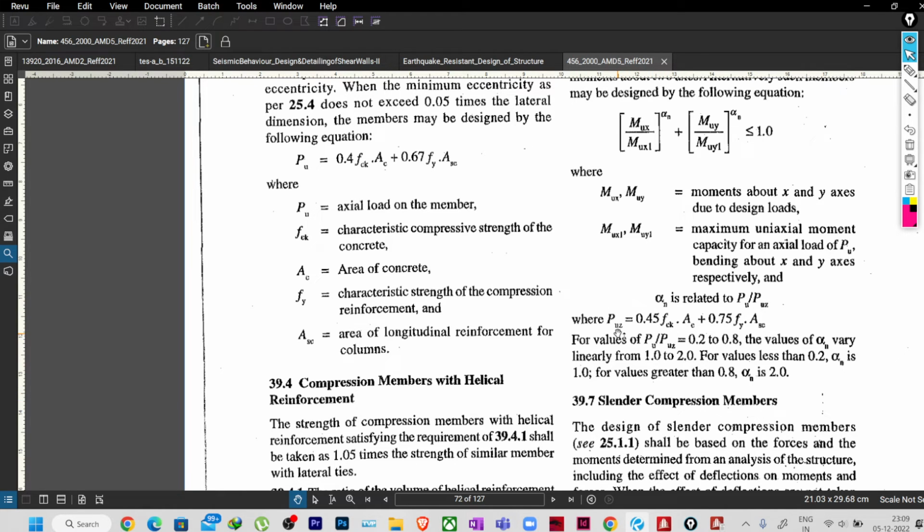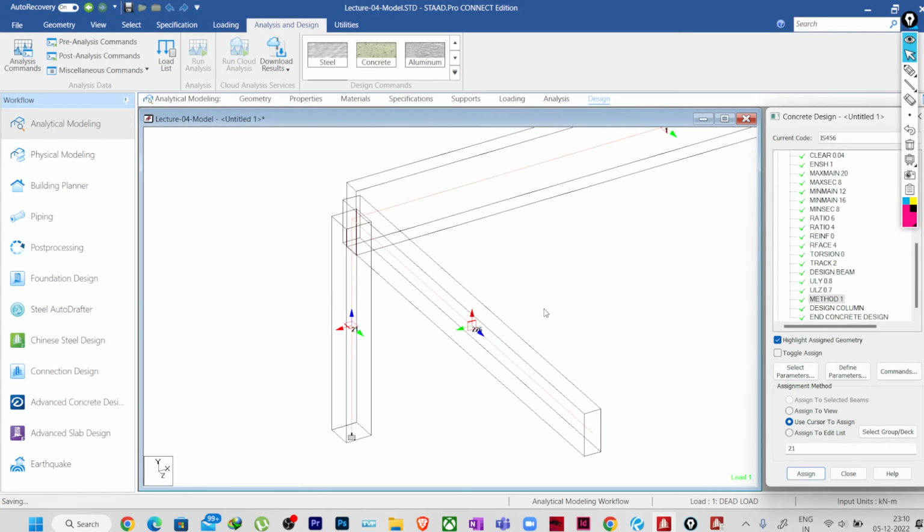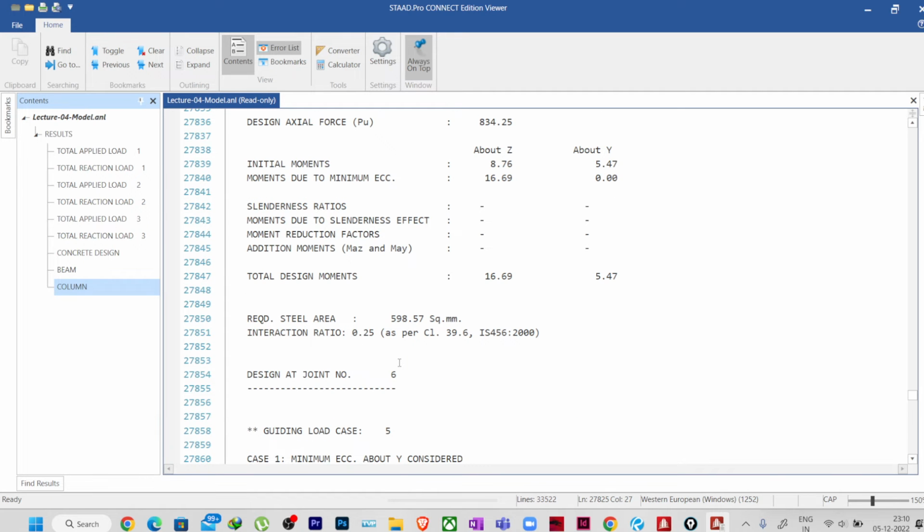We need to find out the PUZ value, and based on PU by PUZ, we choose whether it is 0.2 or 0.8 or any value in between. Then by adding both of these, moment demand by moment capacity about one axis to the power alpha n, plus again the same for the other axis, this interaction should be less than 1. So what we are getting here, you can see, this interaction ratio we are getting is 0.25.